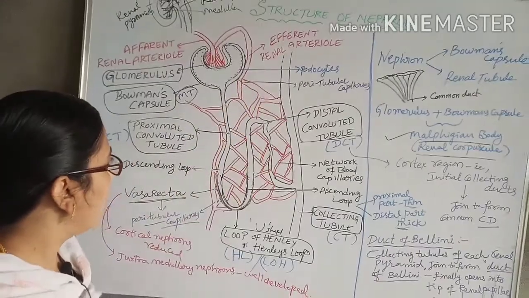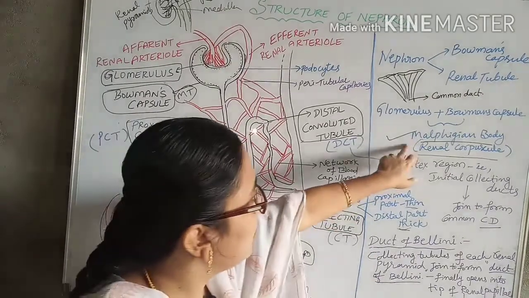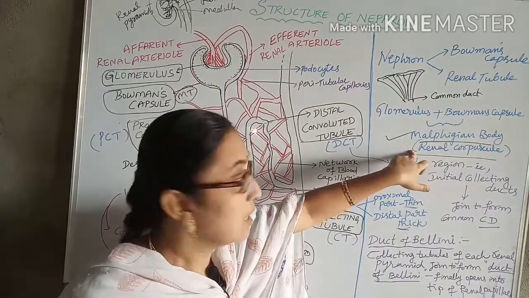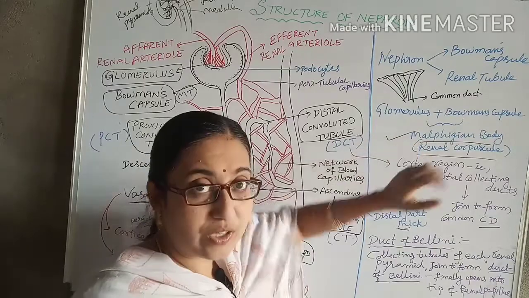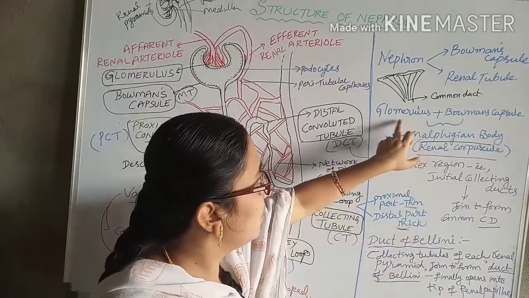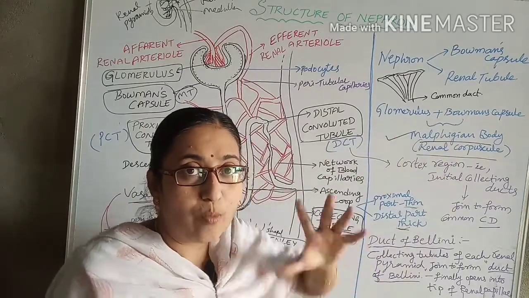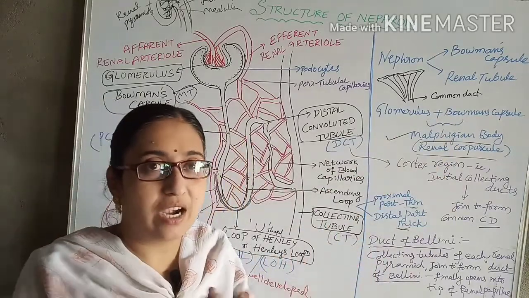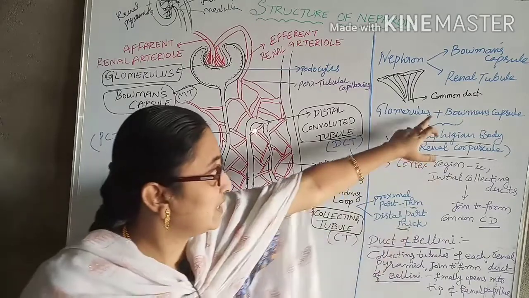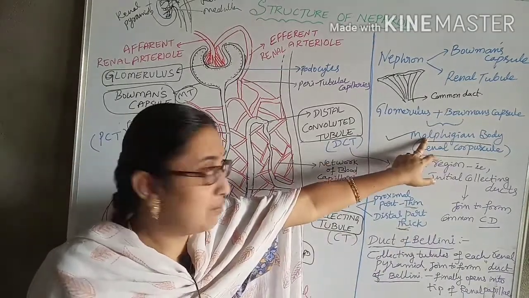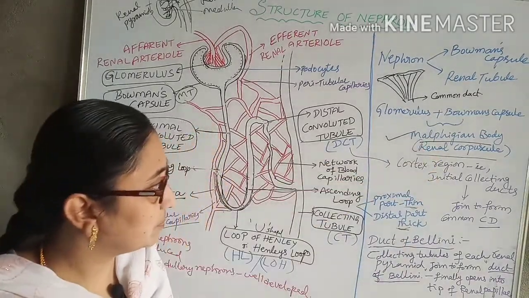Next you have to remember what is a Malpighian body or renal corpuscle. That is also a 2 marks question. The glomerulus and Bowman's capsule together will form the Malpighian body. Glomerulus is nothing but the bunch of capillary networks embedded in the Bowman's capsule, so that will form the Malpighian body or the renal corpuscle.